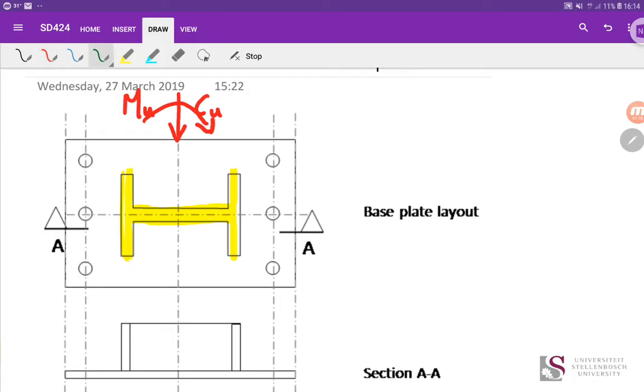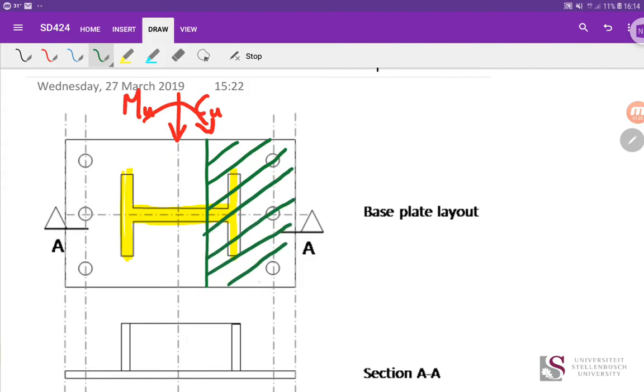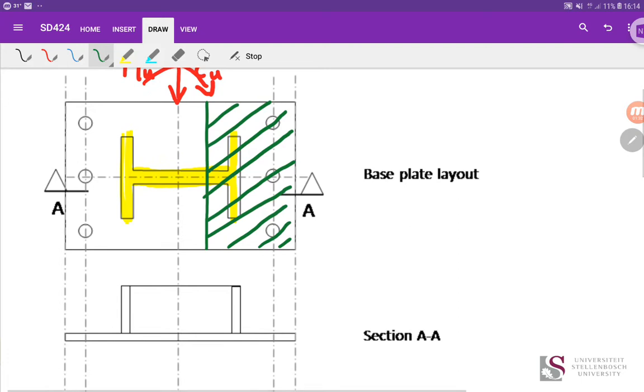And to simplify the main behavior, the design calculations basically work out as follows. As the load is applied, the section rotates and you create a compression block on the one side. So the section I'm hatching now in green would be a solid continuous compression and basically nothing outside of that. But then on the other side, you would have tension at the bolts.